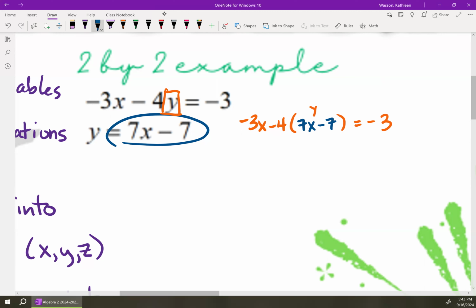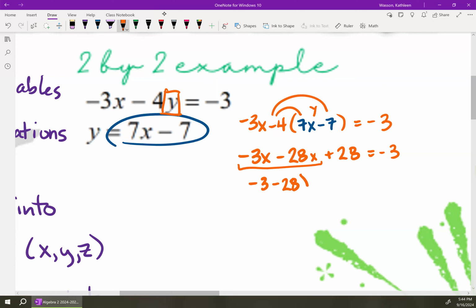Now I have an equation that only has x, so I can use this to find the x value. I'll have negative 3x, and then here I distribute. Negative 4 times 7x is negative 28x. Negative 4 times negative 7 is plus 28, and this is equal to negative 3. I combine these coefficients, the numbers that go with the x's. Negative 3 minus 28 x is negative 31x.